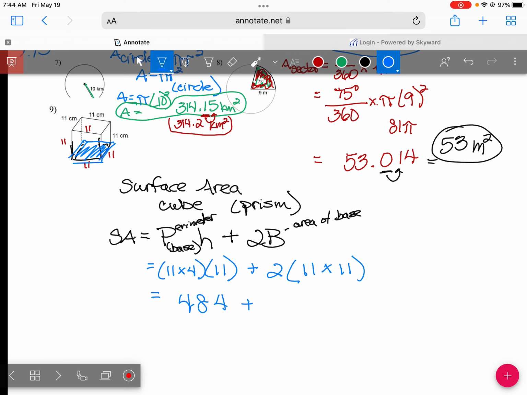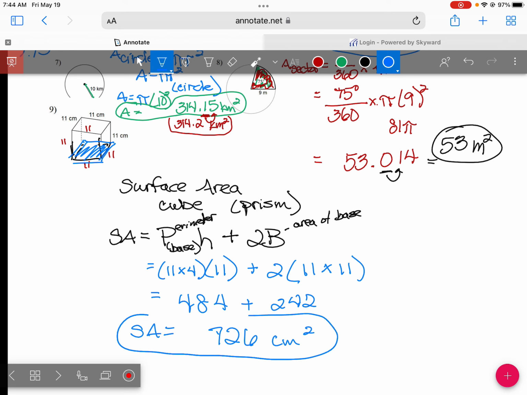Plus 2 times 11 times 11. 11 times 11 is 121, so 2 times that is 242. Gives me a grand total of 726 centimeters squared. That is the surface area.